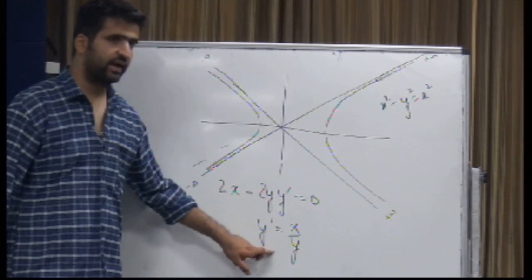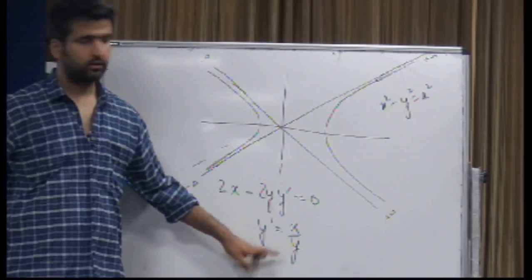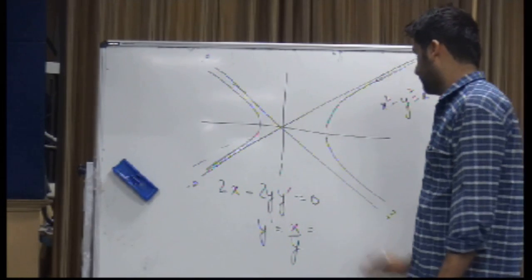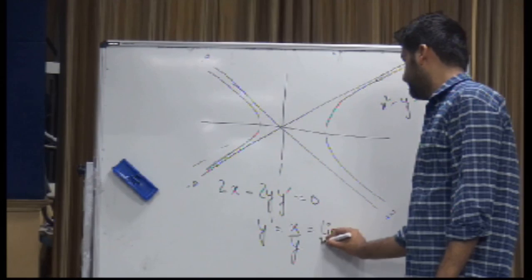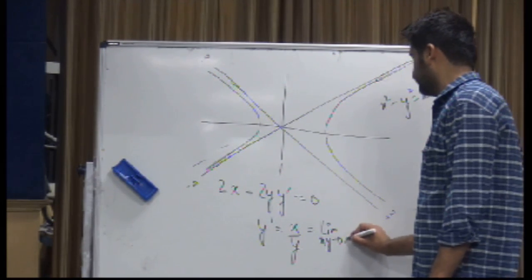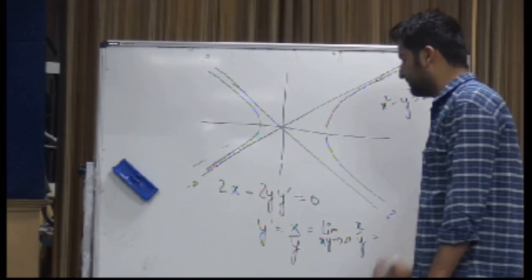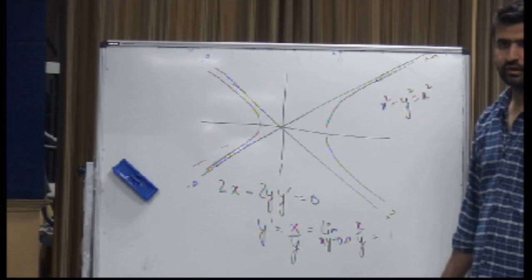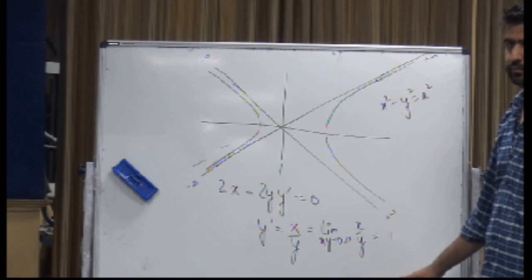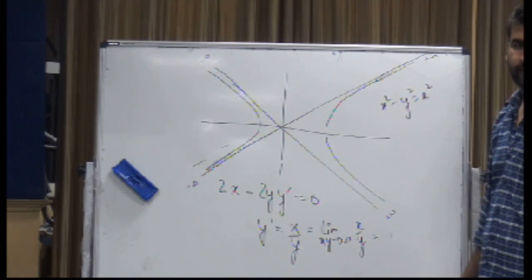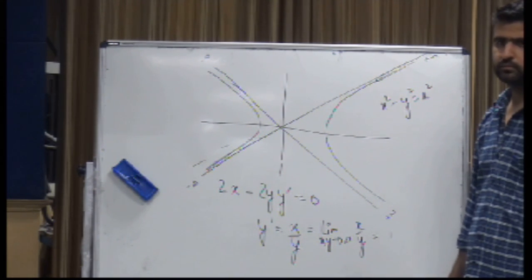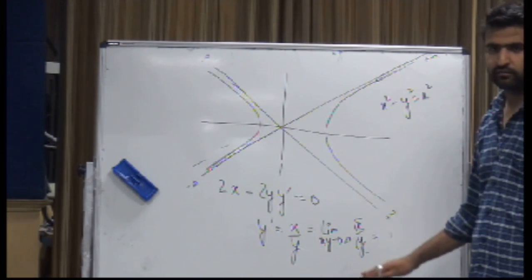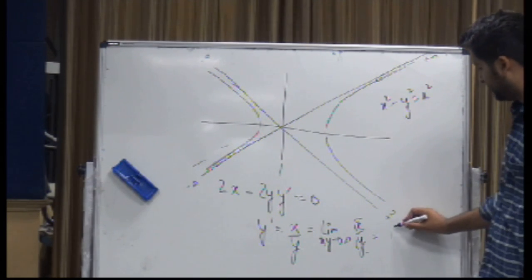Both x and y are now tending to infinity, right? Because we have to see the tangent at infinity. So if you put a limit, x and y both tending to infinity, can you tell me what will be the value of x upon y? This will be equal to 1. Both are tending to infinity. Have you solved such limits? No. Infinity upon infinity form: if both are tending to infinity and both have the same powers, then it will become 1. So this slope will be equal to 1.